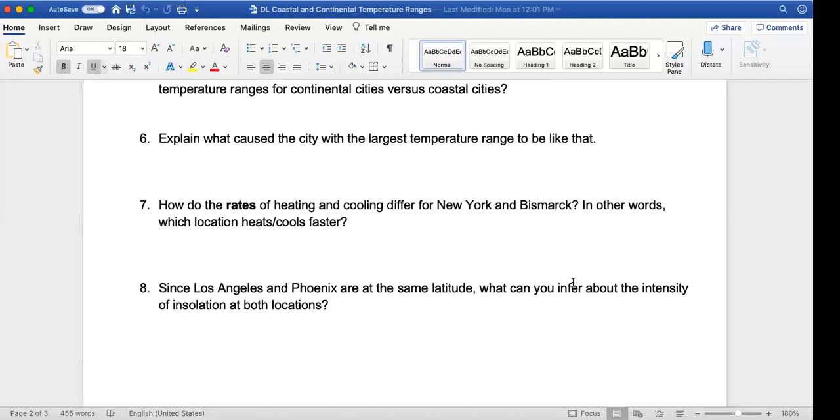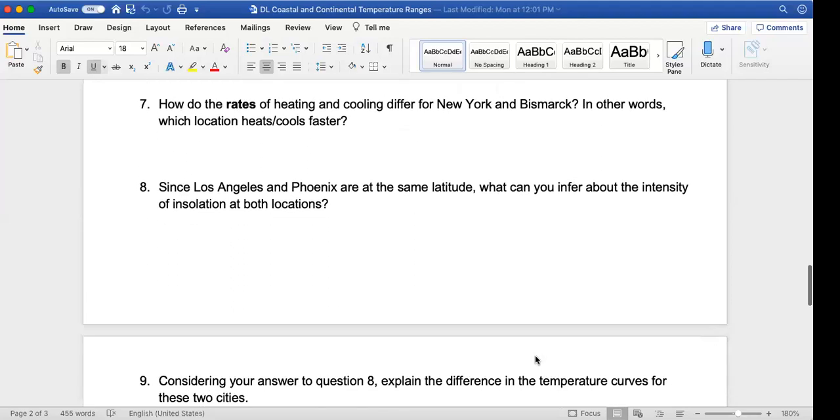So because New York City is on the Atlantic Ocean, the colder ocean in the summertime makes the land a little bit cooler, but then in the wintertime, the ocean hangs on to the heat a little bit from the summer, and it'll keep the surrounding lands a little bit warmer. All right, so Bismarck has a faster rate of heating and cooling because it's landlocked.